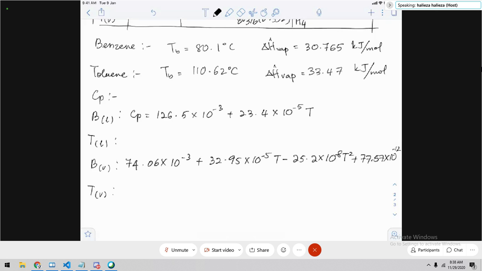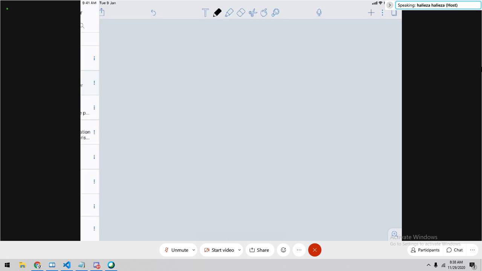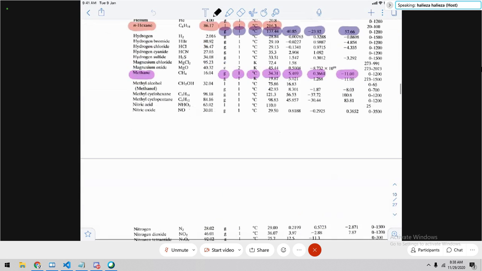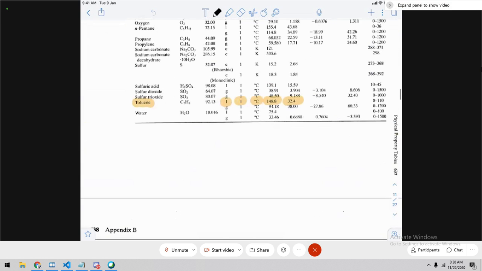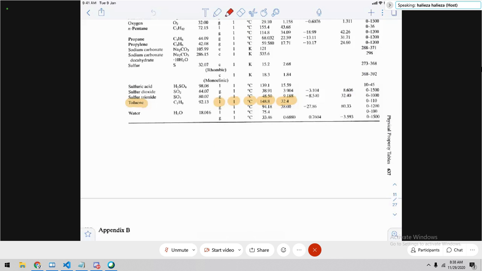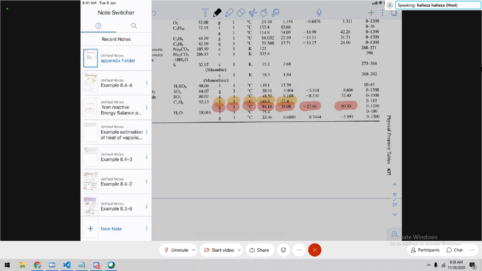So we do the same thing for toluene. Let's go back to our table. Okay, here we have toluene. We have the gas phase, the liquid phase. This is the gas phase. Same temperature unit, degree C. So I'm going to jot that down. We have the liquid phase highlighted in orange and the gas phase highlighted in red. So let's write that down in our example.